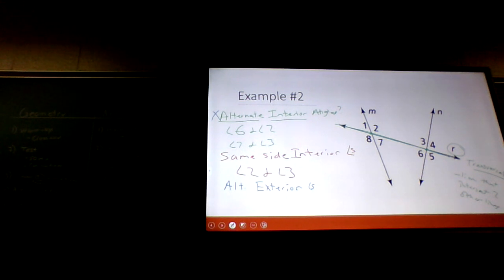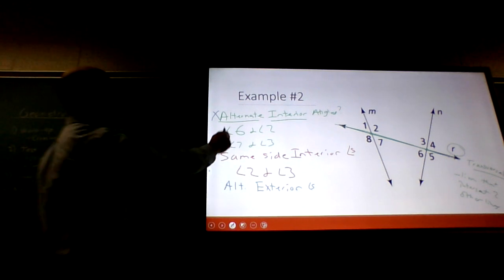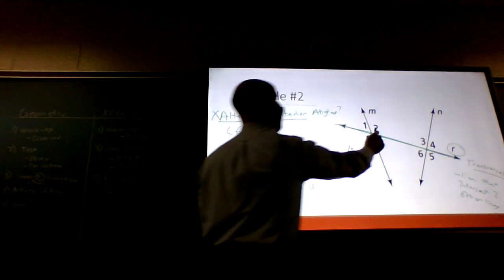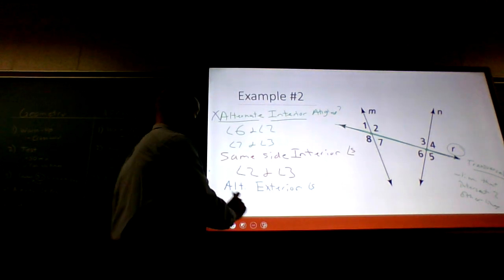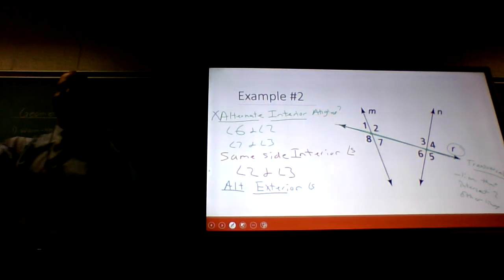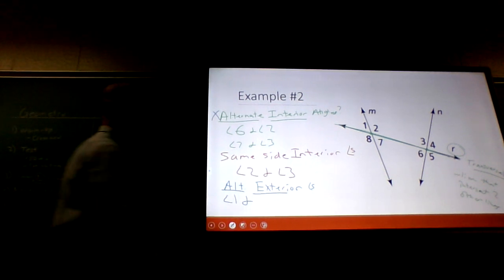In the same line? Say again? Like up here, alternate interior, I had 2 and 6, like these two guys here. Can you give me some alternate exterior angles? 2 angles. I'll give you a start. Angle 1 and angle what would be an alternate exterior angle? Angle 3? Nope, angle 3 is not exterior. Those are a linear pair.